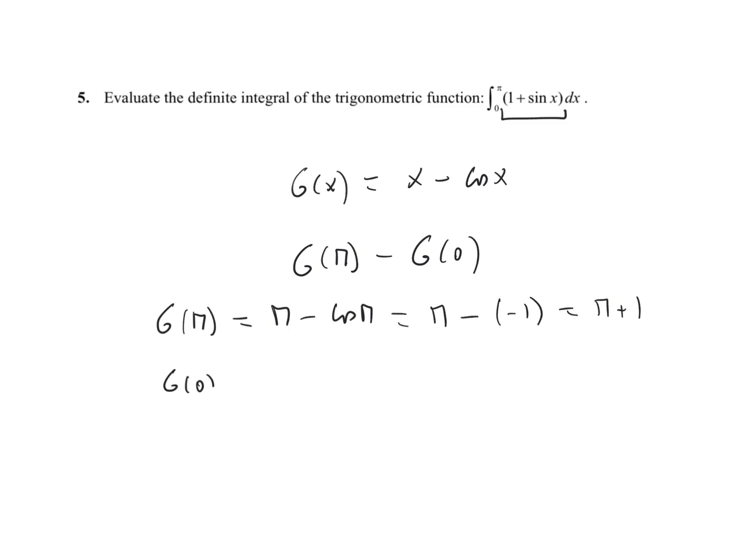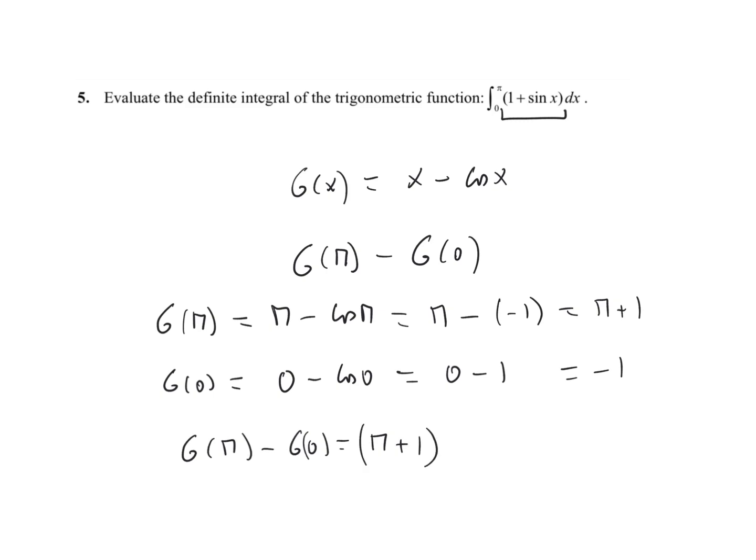And g of 0 will be 0 minus cosine of 0. So it will be 0 minus 1. Cosine of 0 is 1. 0 minus 1 is minus 1. And g of pi minus g of 0 will be pi plus 1 minus g of 0, minus 1. So it will be pi plus 2 is the area.